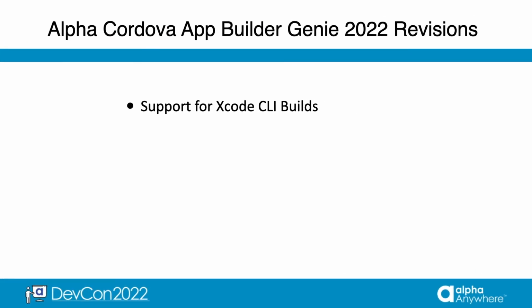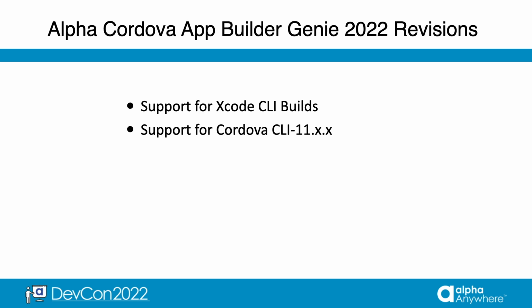So for the Alpha Cordova App Builder Genie in 2022, one of the first things that we did was add support for Xcode CLI build. So this is for apps where you're building iOS apps on a Mac, and we are now generating the code that will script the whole build process out. So it will just build the whole thing in the same way we do with Android. And you can choose to have the application install automatically in a simulator or on the device. So it's a very similar experience to what we have right now for Android. So that's been added into the builder for iOS and Xcode apps.